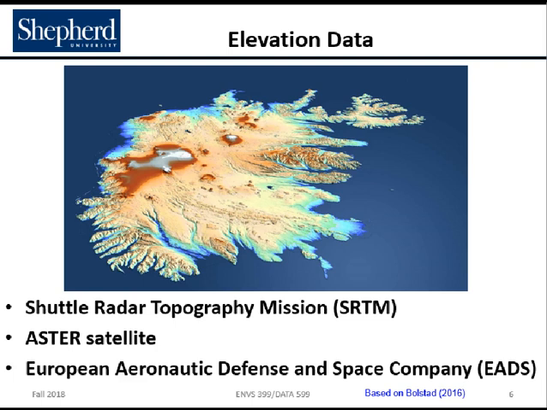The second widespread global elevation dataset is based on the ASTER satellite and uses image stereo pairs collected in the early to mid-2000s. The third source of global DEM data comes from a pair of satellites launched and operated by the German Aerospace Center and the European Aeronautic Defense and Space Company. The satellite pair, TerraSAR-X and TanDEM-X, are based on combined radar signals in a tandem formation to measure elevation.